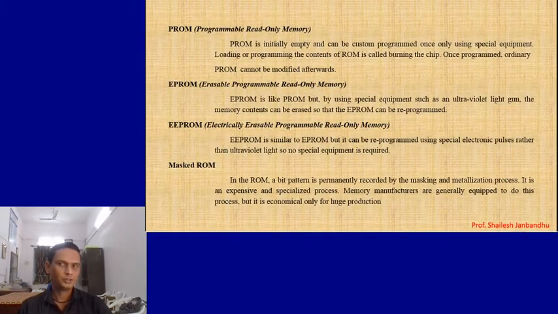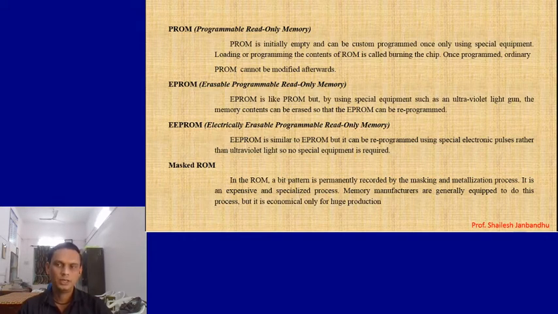ROM has four types. Number one is PROM, programmable read-only memory. It means we can program this memory only once. Using special equipment, loading or programming the content of ROM is called burning the chip. Once the program is burned on the memory, it can never be modified afterward.